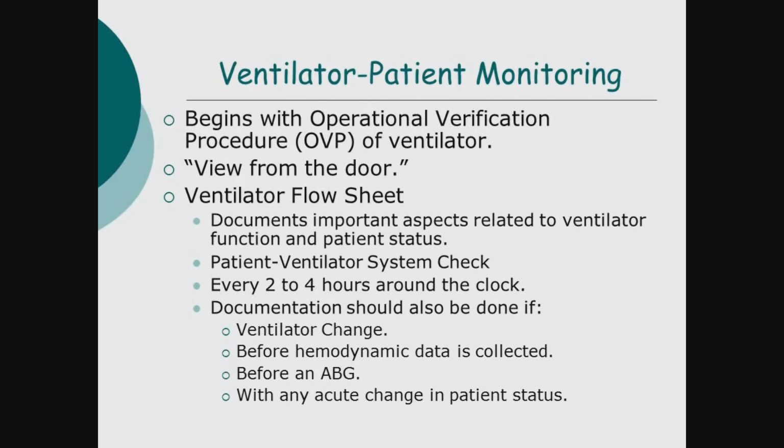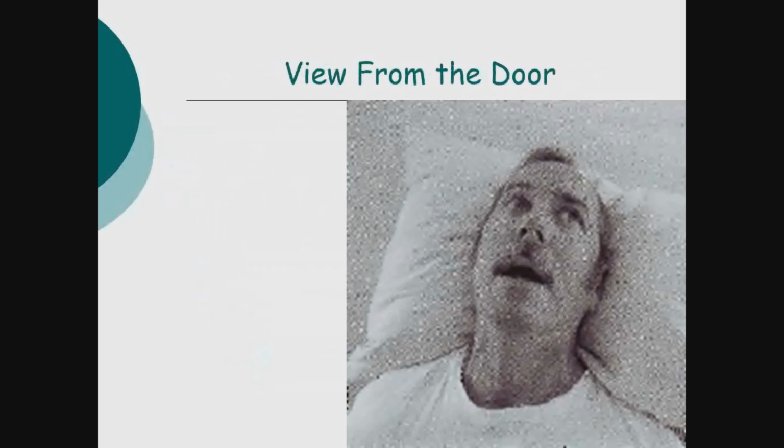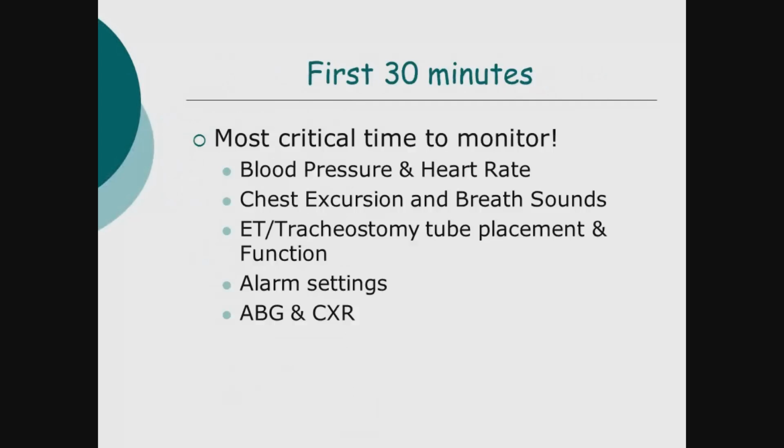Also there should be some documentation whenever you make a ventilator change that you reassess what the ventilating pressure is, what the plateau pressure is, what the hemodynamic data is. Want to also do that before an ABG so we know what ventilator settings the patient was on at the time of the analysis, and obviously whenever you have a change in patient status. Critical time is really the first 30 minutes, more so because you want to see that positive pressure breath that you're utilizing.